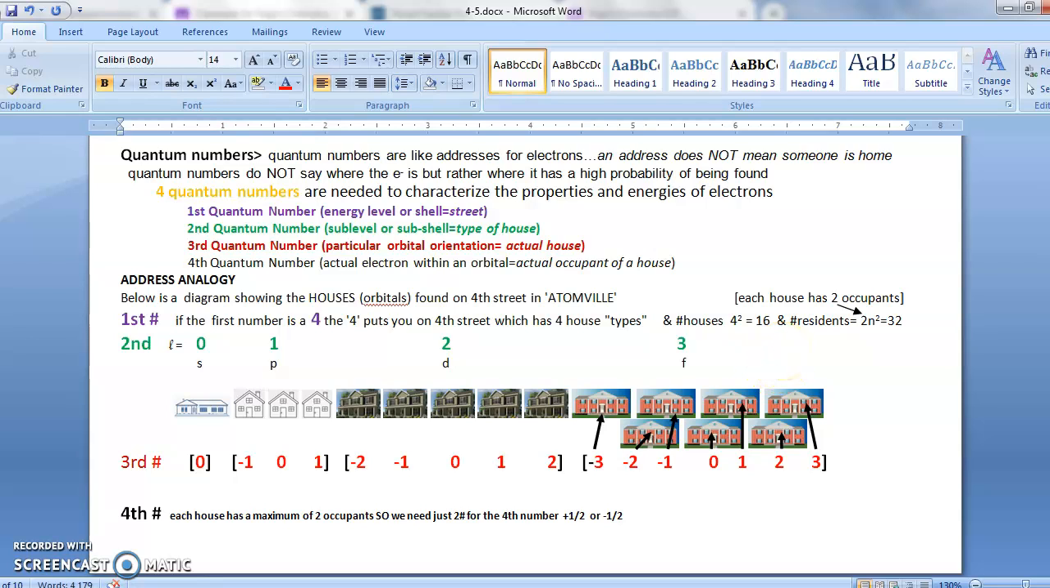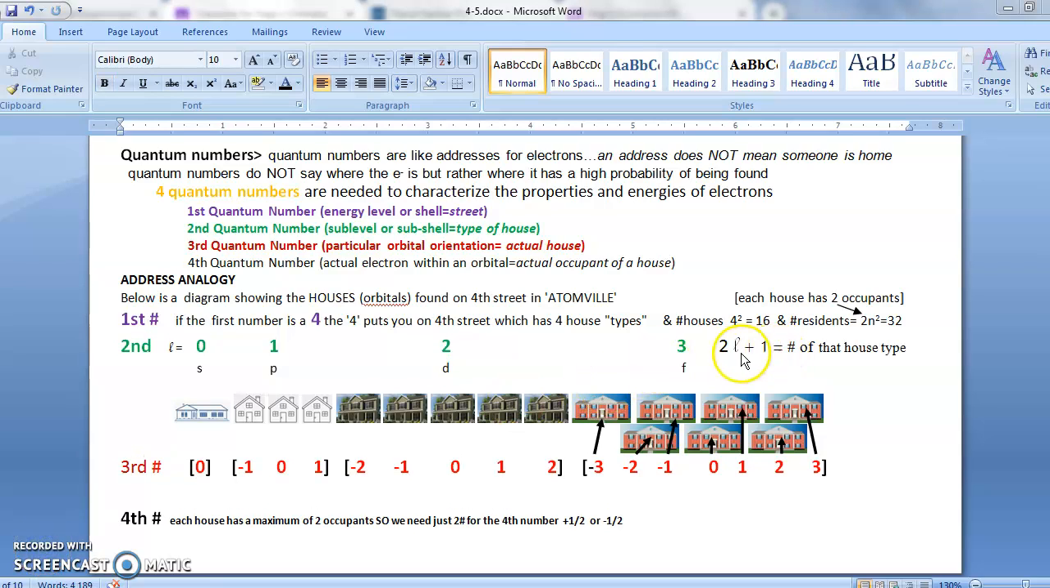As I was saying, if you take 2 times the second number and add 1 to it, it's going to tell you the number of the houses that you'll have of that type. The second number is abbreviated by the letter L. We already mentioned that the first number is actually abbreviated by the letter N.